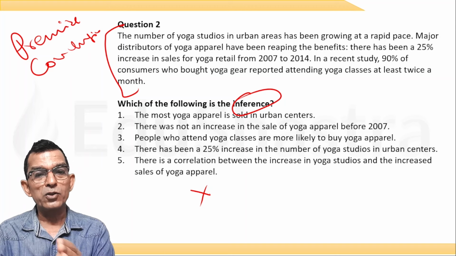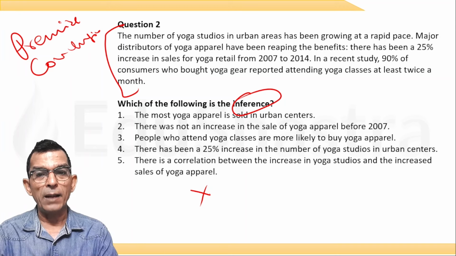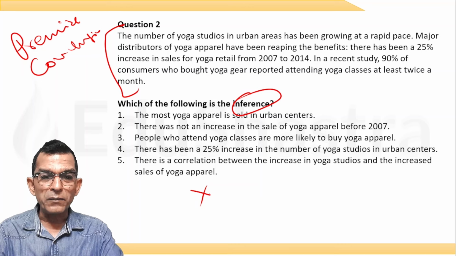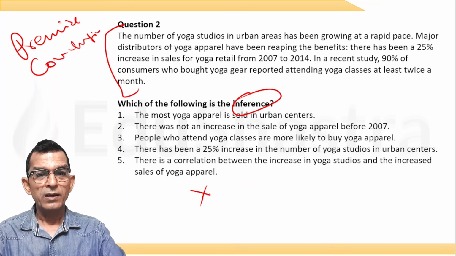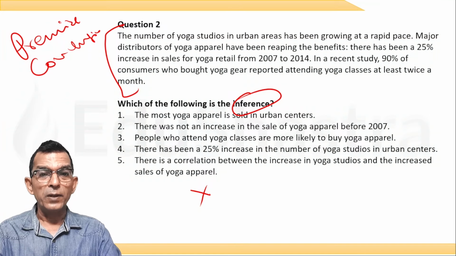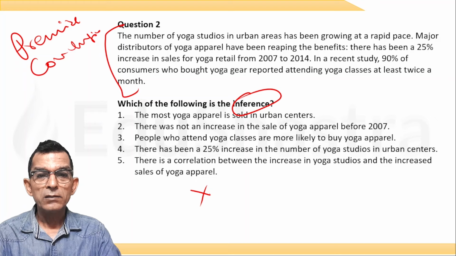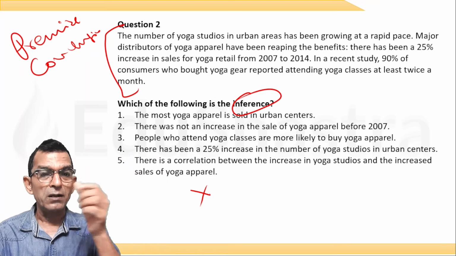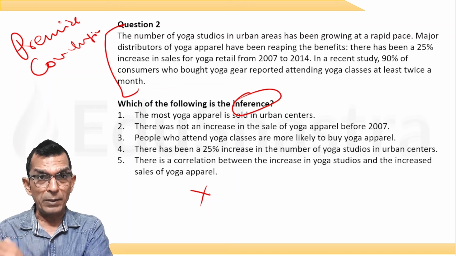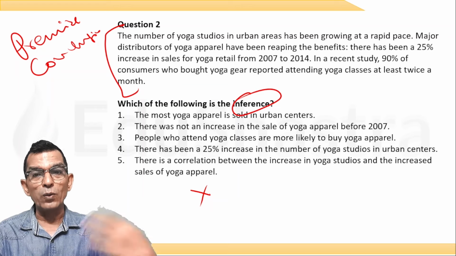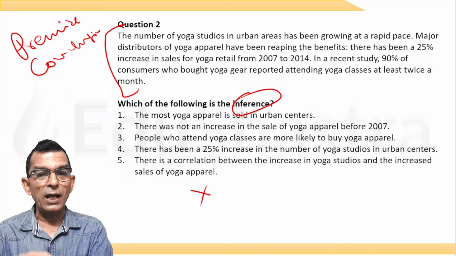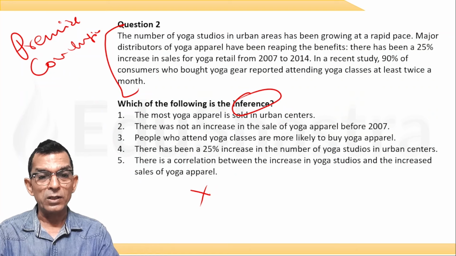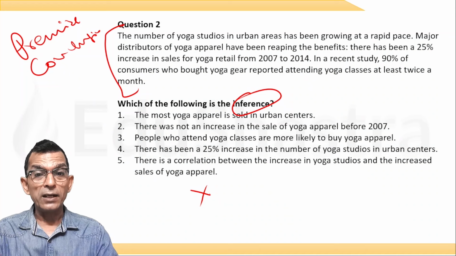Very good. The number of yoga studios in urban areas has been growing at a rapid pace. Well, first line is the conclusion. Major distributors of yoga apparel, and then everything else is the premise. Sorry, Arka, the first one is the premise. The number of yoga studios in urban areas has been growing at a rapid pace. That is the premise. Based on that, what do I say? Major distributors of yoga apparel have been reaping the benefits. Okay, why? The second line is the conclusion, and then I go on to explain how they are reaping the benefits.